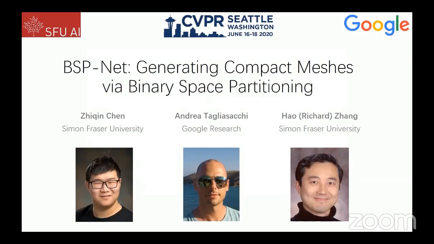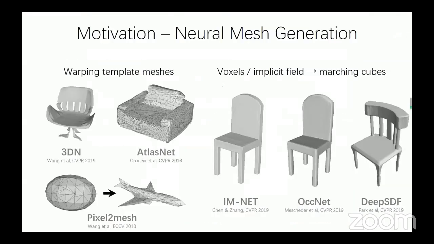We present BSPNet, a network that generates compact meshes via binary space partitioning. Recently, several methods have been proposed to represent 3D shapes within neural networks. These approaches mainly fall into two categories. One is to warp a template mesh into a target shape. Another is to represent geometry via implicit functions.